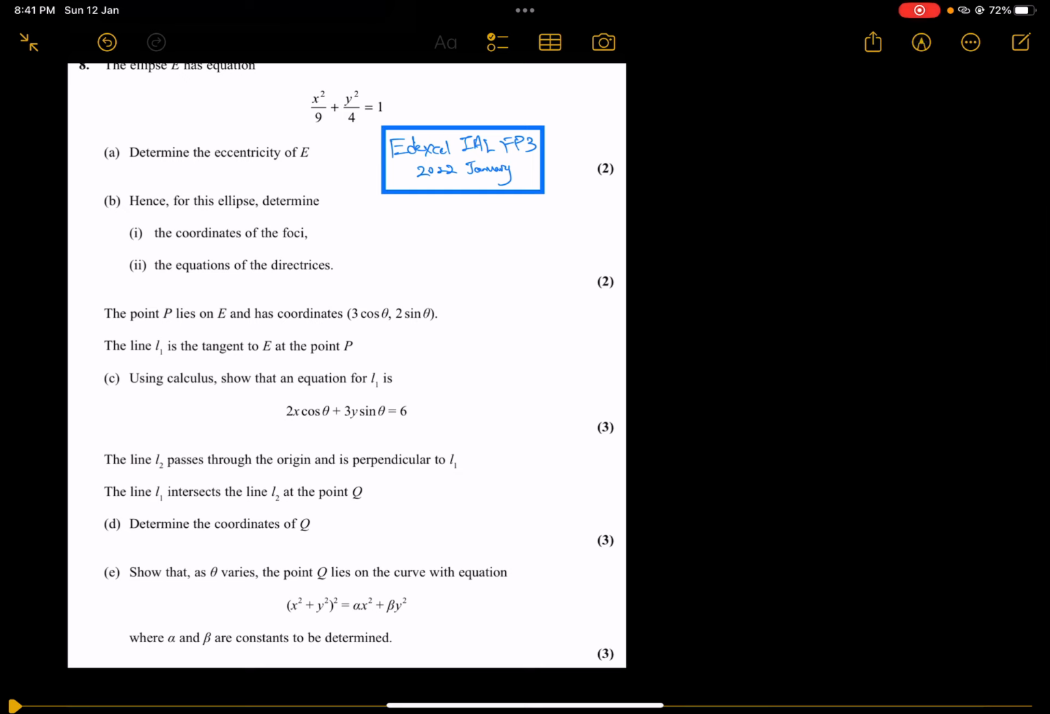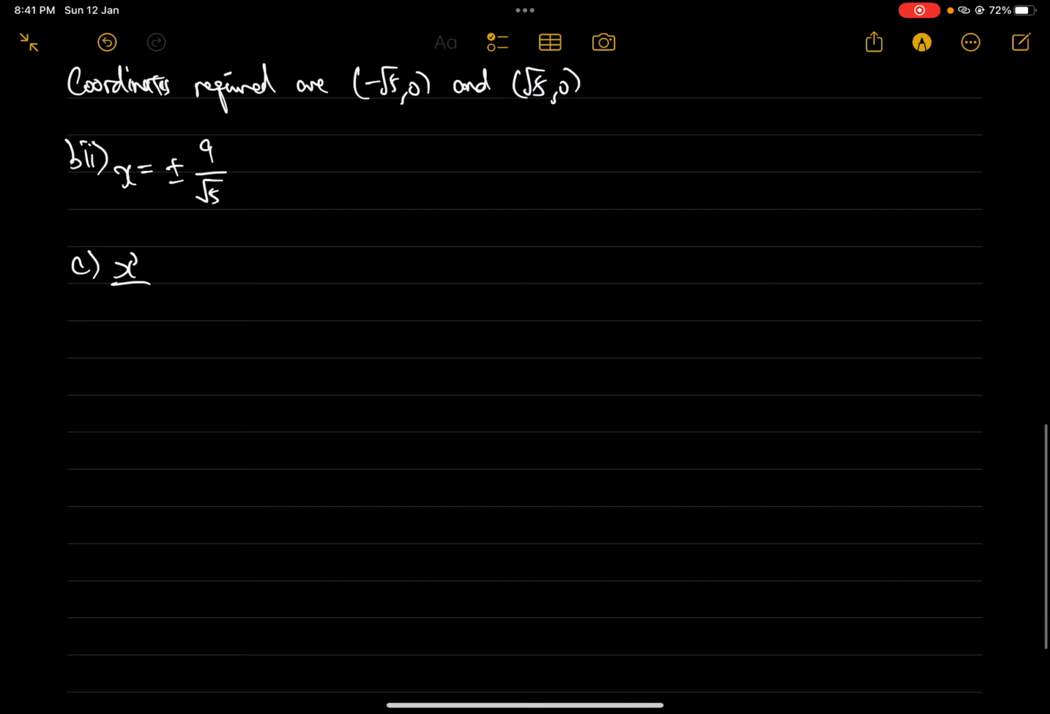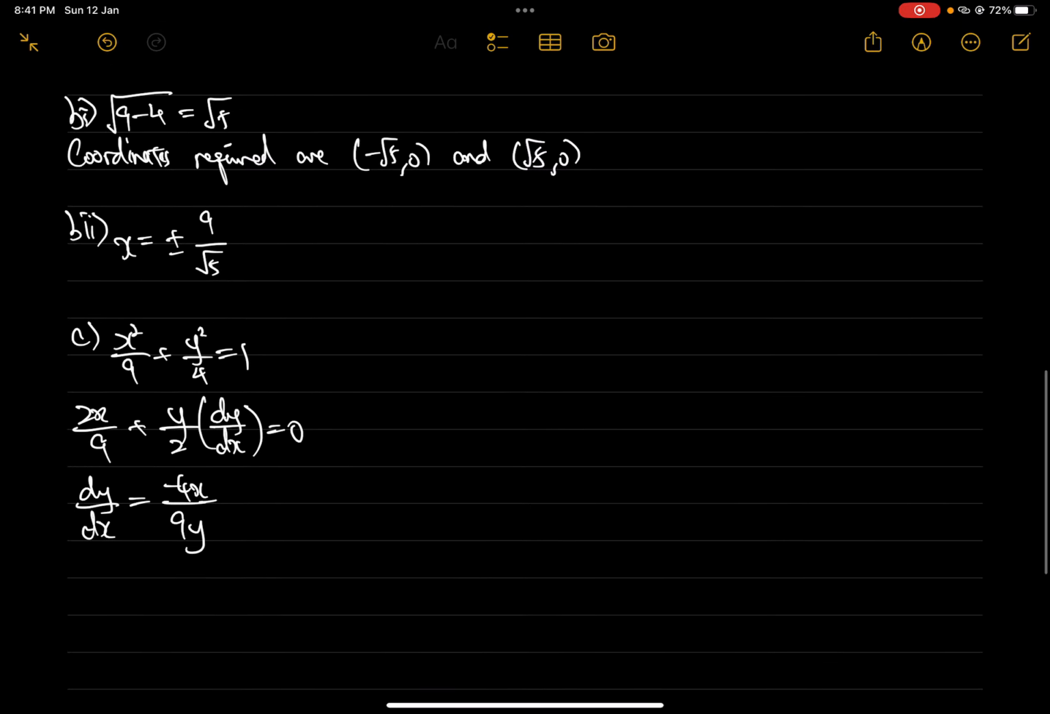Part C wants to find L1. And obviously point P is given. So we need to find dy/dx. So this is given, obviously. So we need dy/dx, which is negative 4x over 9y. Yep, and that is obviously true.